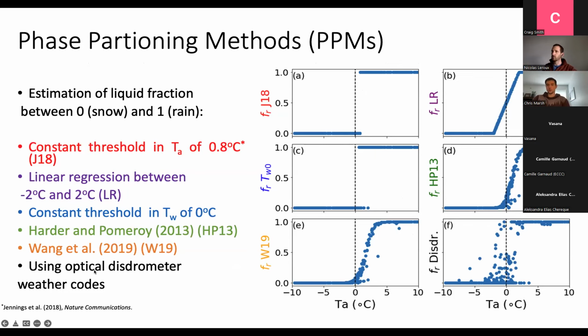This threshold came from the study of Jennings et al. 2018 and was optimized for this region. We're using a linear regression between -2 and 2 degrees, a constant threshold in wet bulb temperature of 0 degrees. I'm using 2 parametric equations, the one of Harder and Pomeroy 2013 and the one of Wang et al. 2019, which are shown here. And finally, from the weather codes given by the Parsival, I could estimate an hourly liquid fraction.